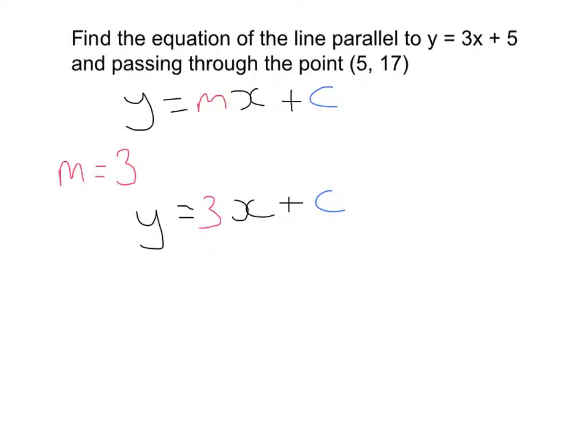So instead of y, I'm going to write 17, and then instead of x, I'm going to write 5. 17 equals 3 times 5 plus c. There's only one thing in this equation I don't know, and it's c. If there's only one thing you don't know in your equation, then it's possible to solve the equation and figure out what that mystery number is.